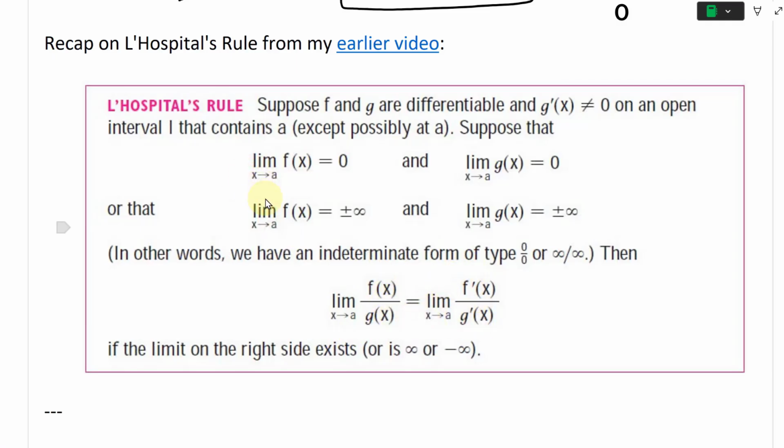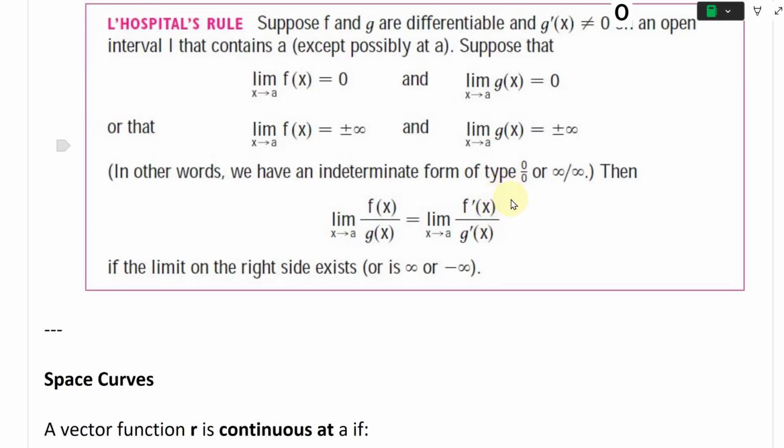So basically, for the indeterminate form of 0 over 0 or infinity over infinity, we can just take the derivative. It equals this if the limit on the right side exists or is infinity or negative infinity. So basically, you can get infinity, negative infinity, or a limit that exists. Or if you have another indeterminate form, you can do it again.